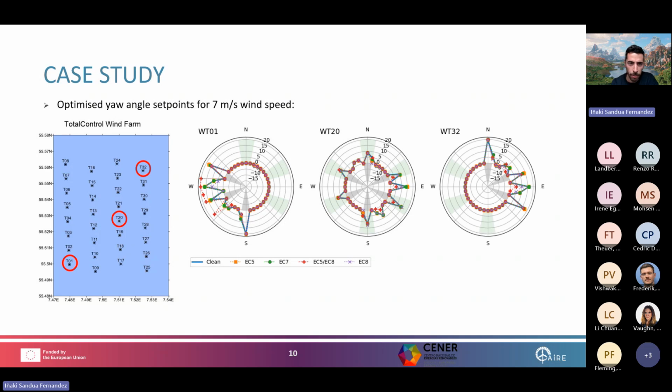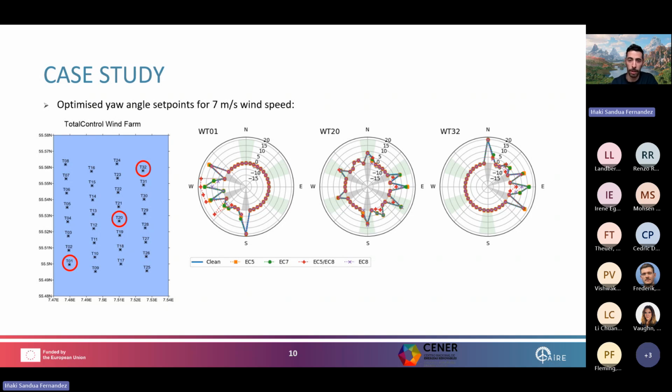Yeah, if we take a look at wind turbine number 32, which is in the upper right corner, this diagram for the clean, EC5, EC7, and EC8 configurations is symmetrical to wind turbine 1. But for the mixed wind farm, we see now more clearly that for some directions, yaw angles are slightly smaller, and that's because of the reason I explained before.